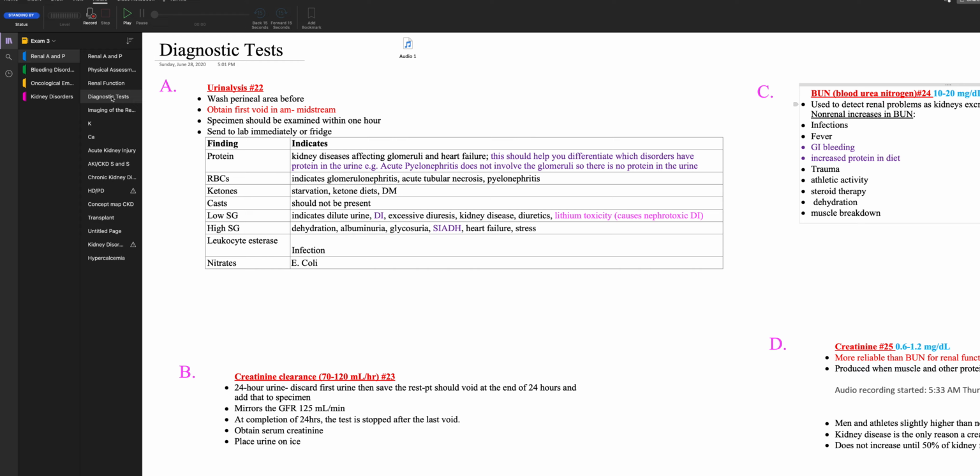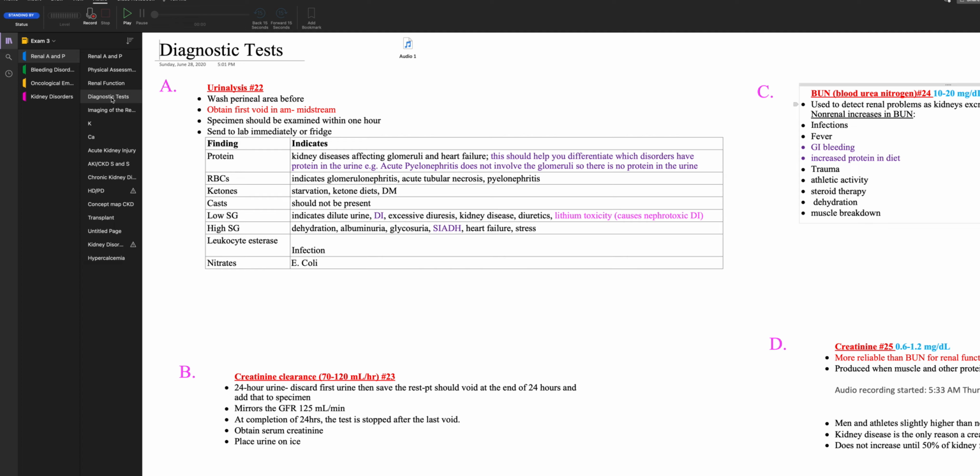All right, I'm going to talk a little bit about diagnostic tests. So urinalysis, the best time to get it is first thing in the morning. If they have protein in their urine, you shouldn't have protein in your urine. That usually means there's something wrong with the glomeruli, okay? If they have RBCs, it could be a UTI, it could be pyelonephritis, but definitely with glomerulonephritis, they'll have RBCs.